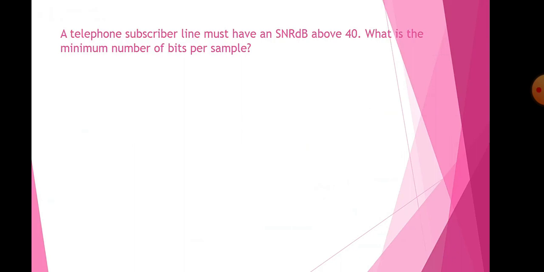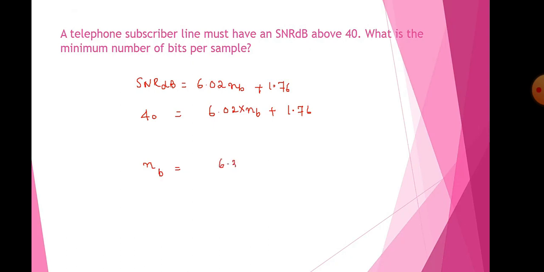A telephone subscriber line must have an SNR dB above 40. What is the minimum number of bits per sample? So we have the equation SNR dB is equal to 6.02 NB plus 1.76. Here SNR dB is given as 40, so 40 is equal to 6.02 NB plus 1.76. Now on simplification we'll get the number of bits per sample NB as 6.35.